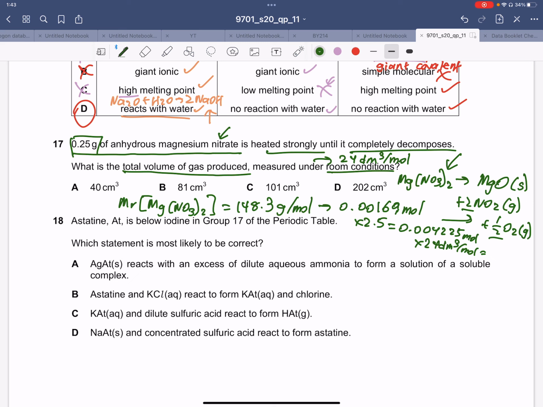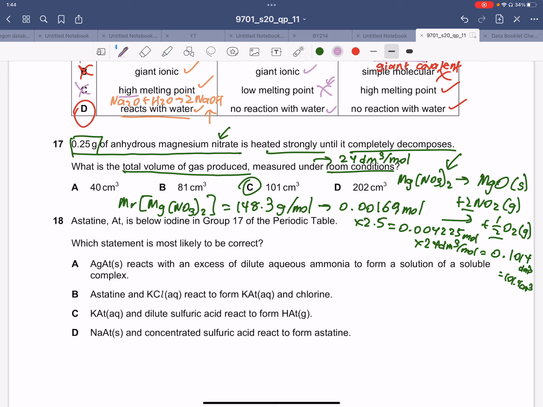So that times 24, I can't type, 0.1014 deciliters cubed. And we already know that that is just equal to 101.4 centimeters cubed, because whenever you're converting from a unit like centimeters cubed to decimeters cubed, you'd be multiplying it by 10 to the third power. So 101.4 centimeters cubed, that is answer choice C. And that's how you would solve that one. Hopefully that made sense. Those are just simple questions. Just know the stoichiometry and then go on from there.